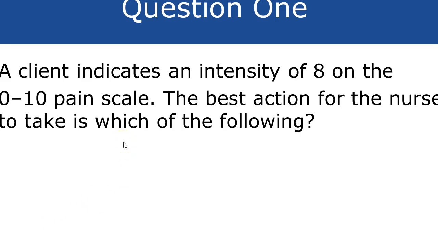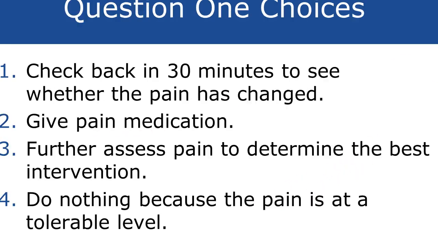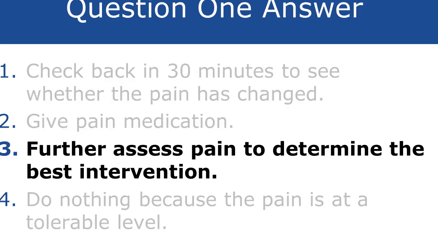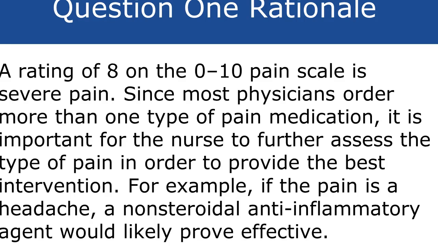All right, let's go over these questions. A client indicates an intensity of 8 on the 0 to 10 pain scale. The best action for the nurses to take is which of the following? The answer is 3. Further assess the pain to determine the best intervention. And this will give you the rationale. I will post these on the Canvas course into week 5.